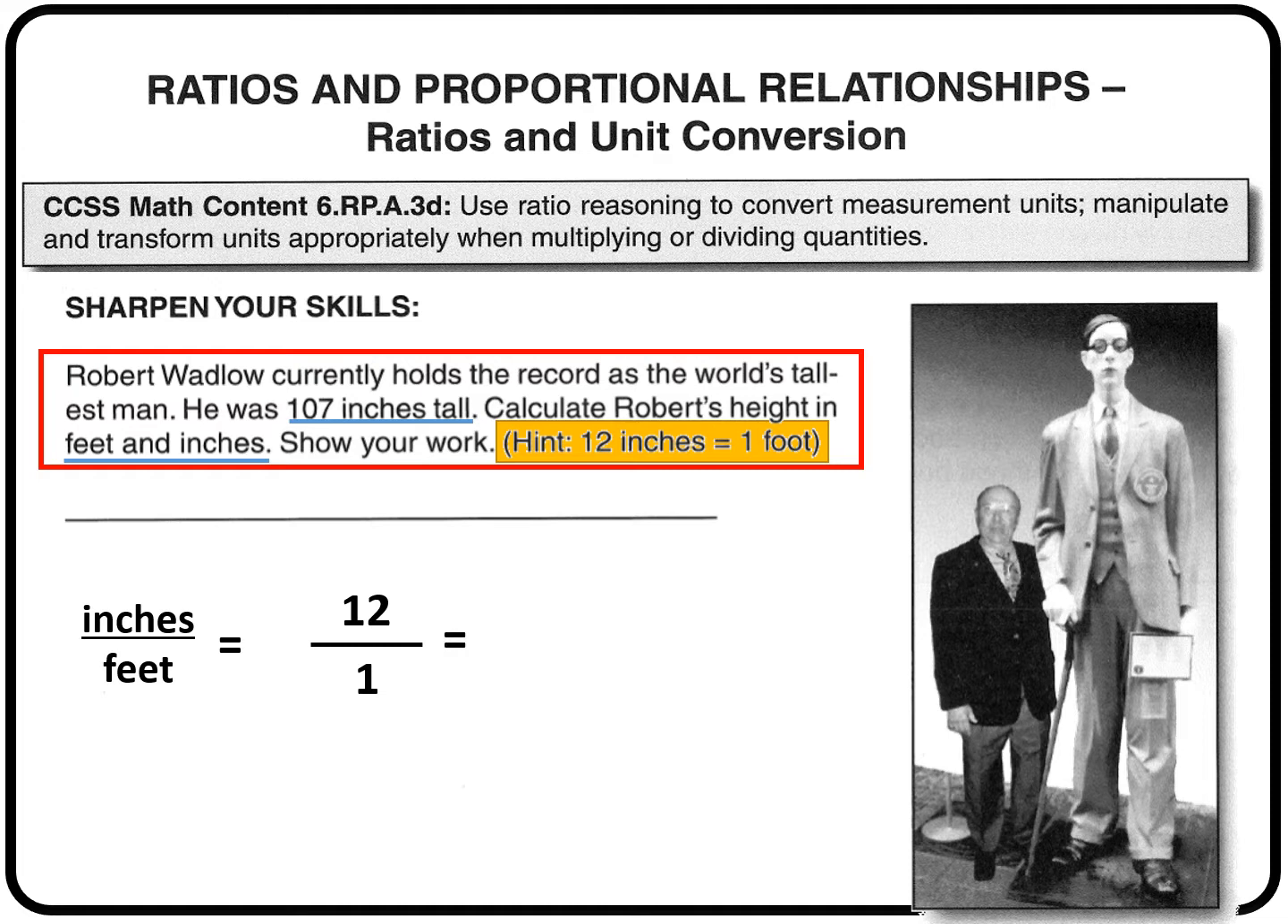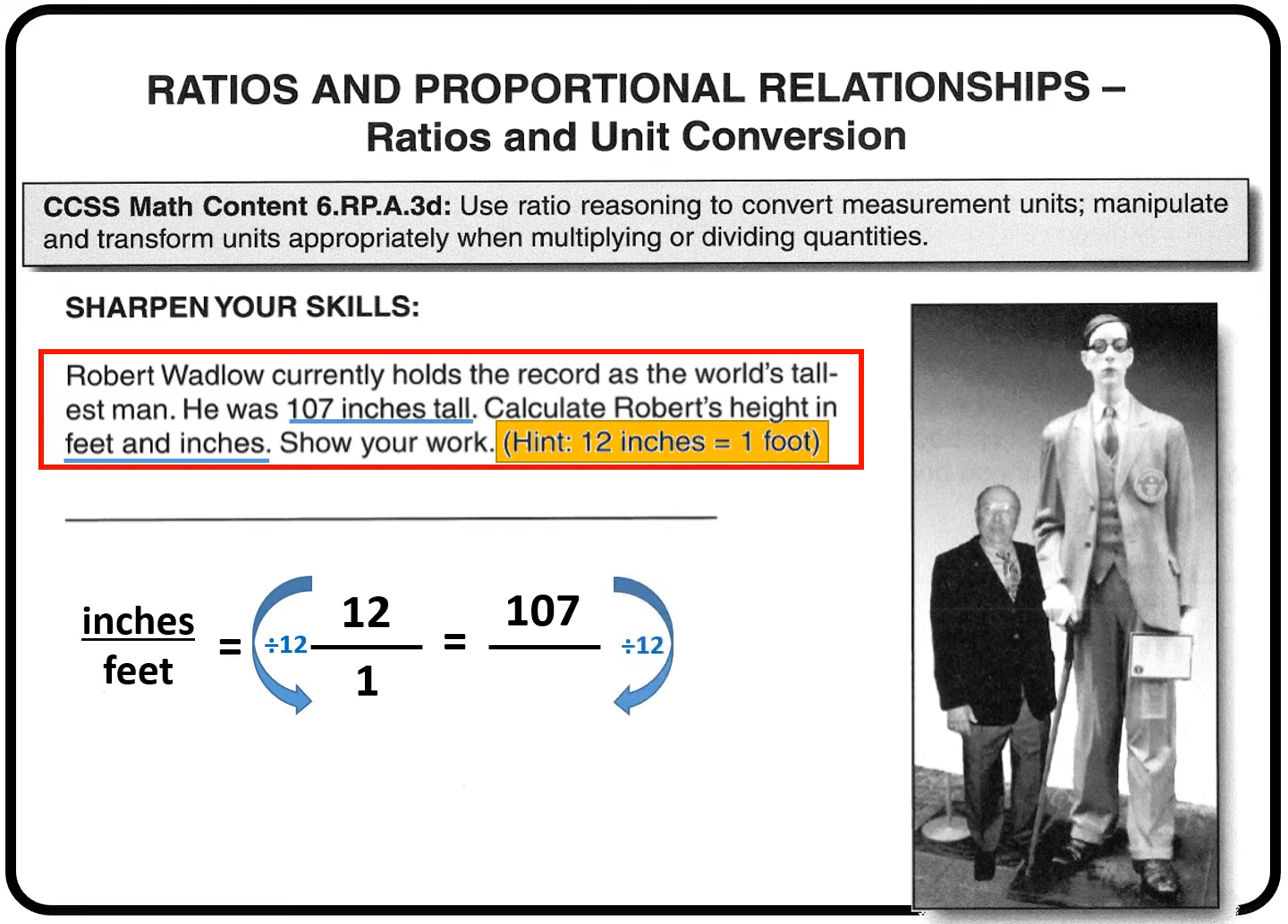Robert Wadlow is 107 inches. We want to know how many feet that is. So how do I get from 12 to 107? That's kind of difficult. So we can actually go down. How do I get from 12 to 1? Well, we divide by 12.